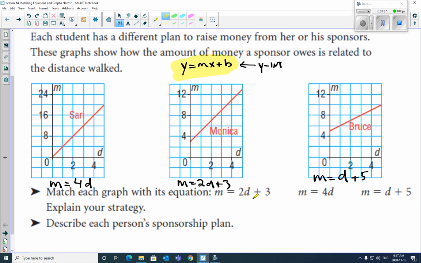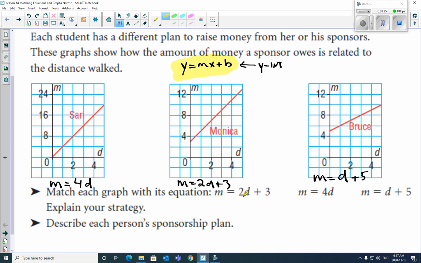So if we look down here at the equations, we have m equals 2d plus 3, m equals 4d, and m equals d plus 5, right? D is the distance here, and m is the money. Look at this first one, it's plus 3. So we know it crosses the y-axis at positive 3. So it has to be Monica in this case.